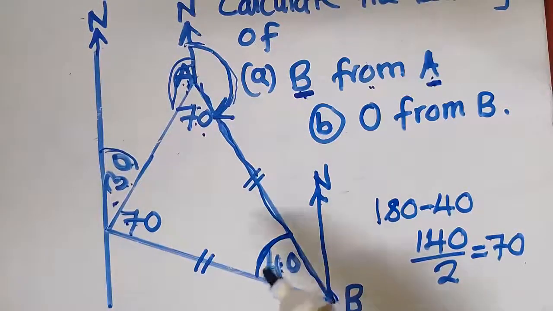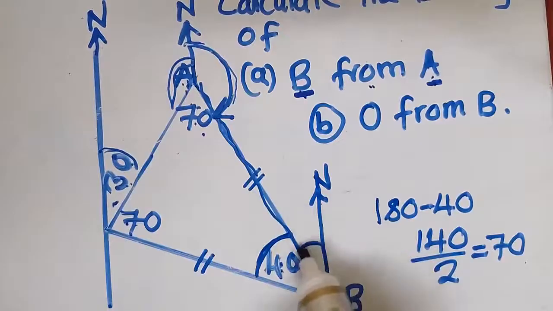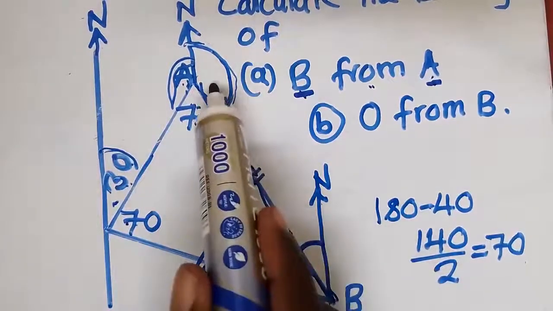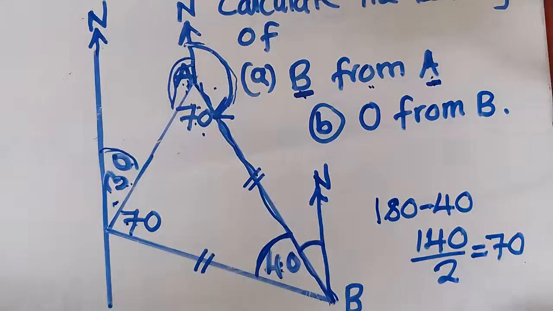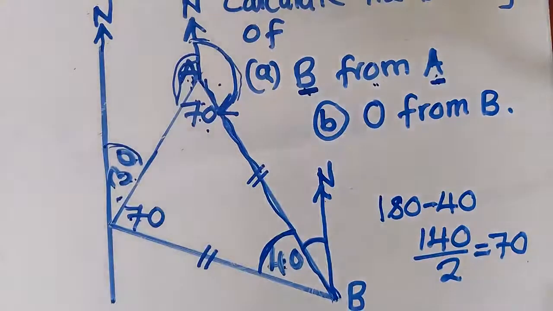The same applies here. So the angle that is here and the angle that is there, these two must add up to what? Must add up to 180 also. So this is what you need to know. I'm going to explain everything so that you understand and get the necessary concept.